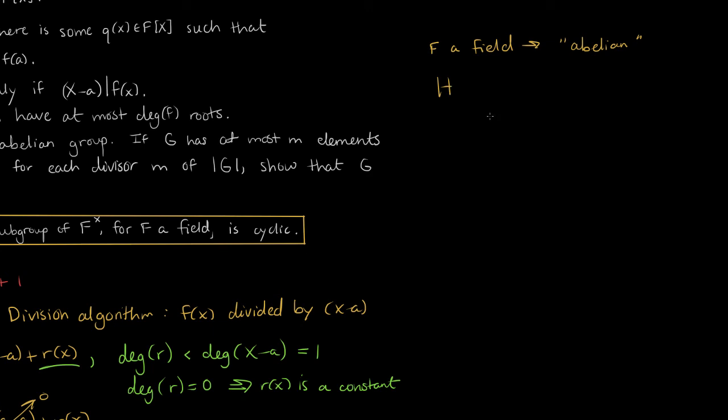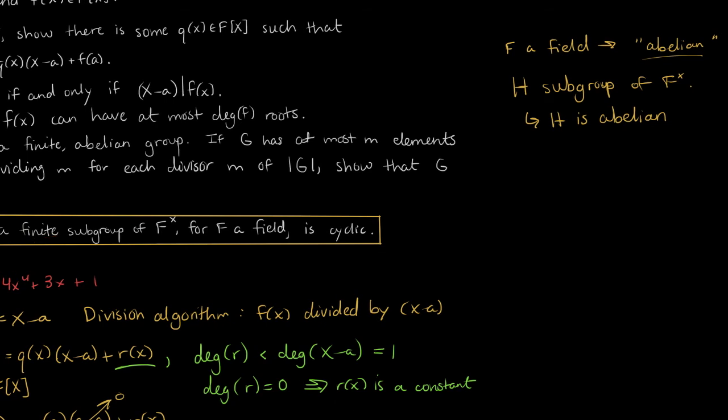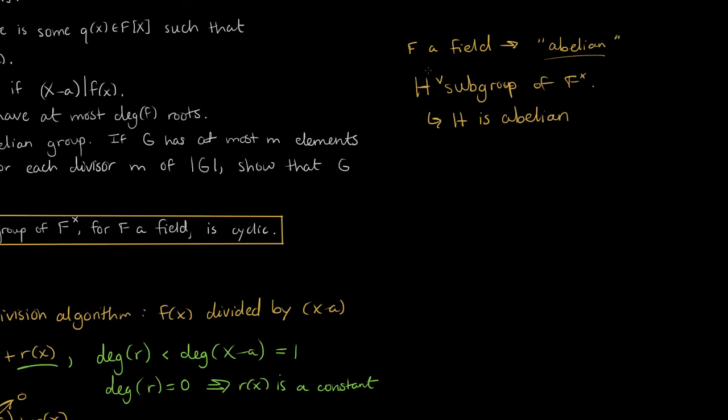Not a subfield of F, but a subgroup of F star, just like the question's asking. So H is a subgroup of F star. We want to show that this is cyclic. Because F is a field, we know right off the bat that H is abelian. And actually, the question itself only asks us to consider finite subgroups. So while we're at it, let's make this finite.